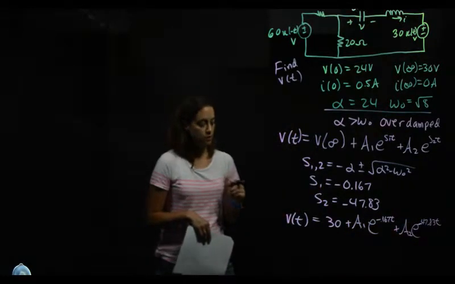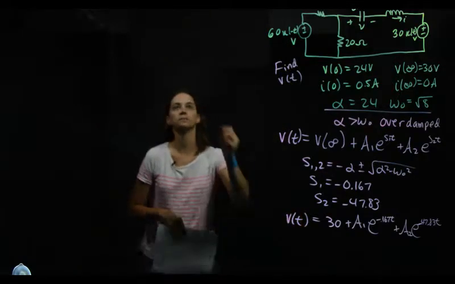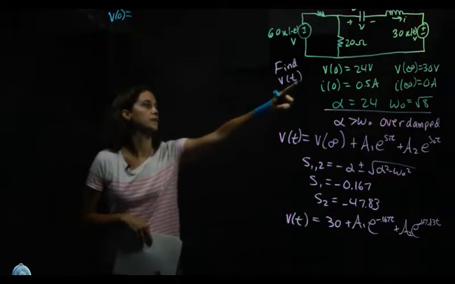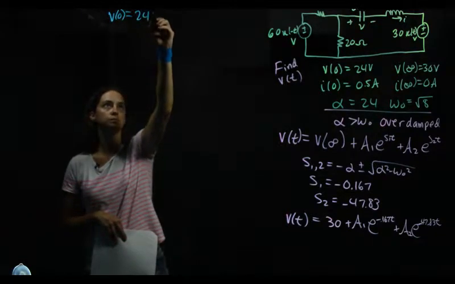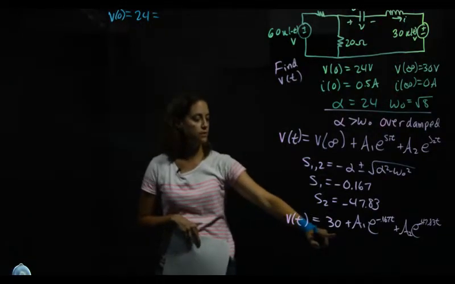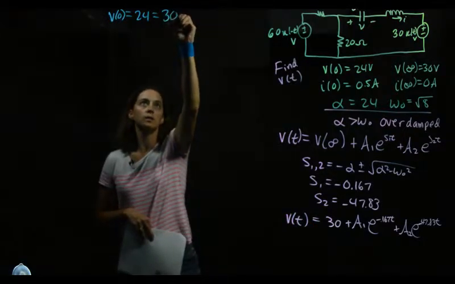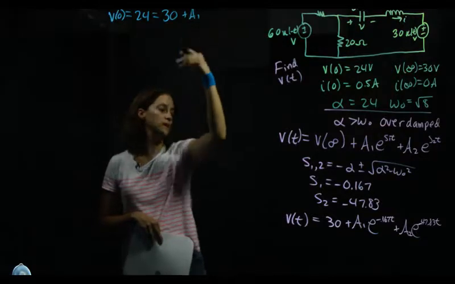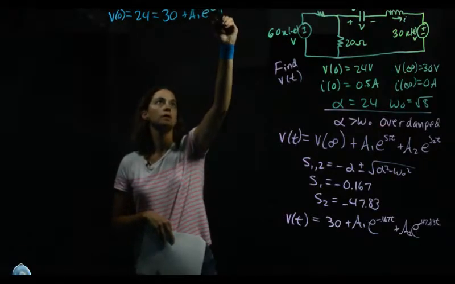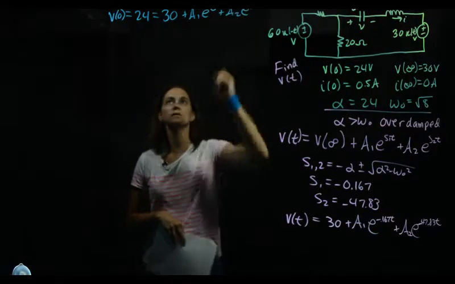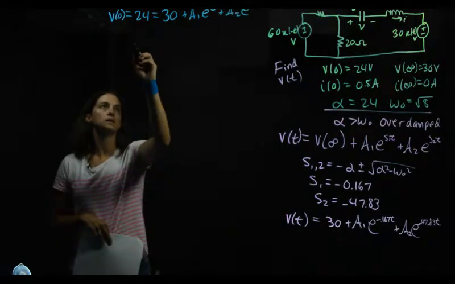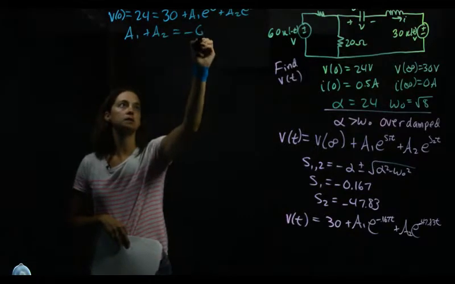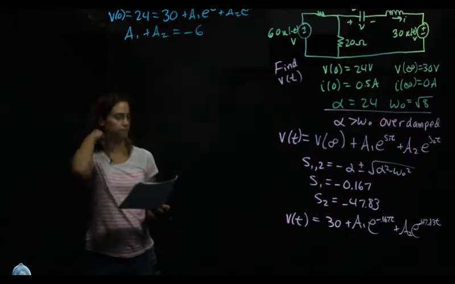We can go ahead and use our initial condition of V of 0. V of 0 was given as 24. So we're going to plug that into here. We get 30 plus A1 e to the 0 plus A2 e to the 0, or A1 plus A2 equals minus 6. So there's our first equation.